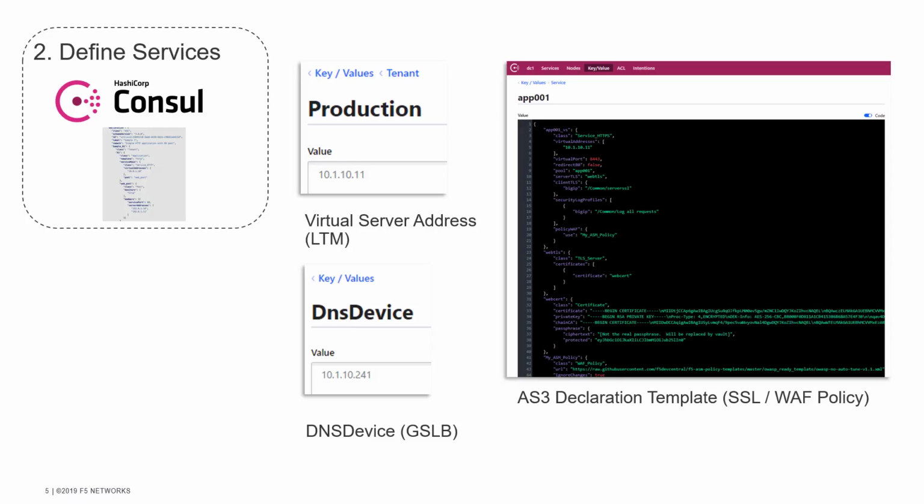store. This information is later going to be used by Consul template to fetch information about the IP address that we're going to use, as well as the AS3 declaration that we want to use.